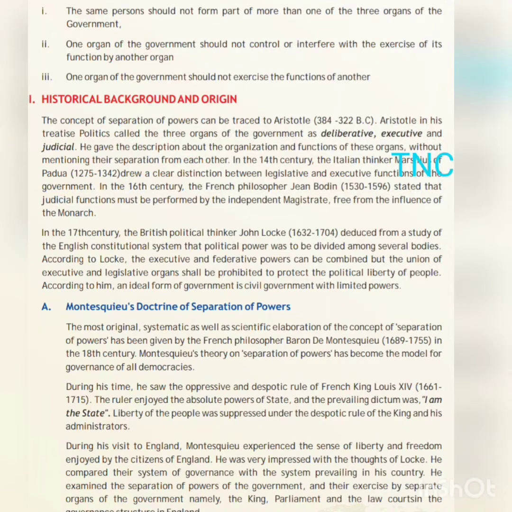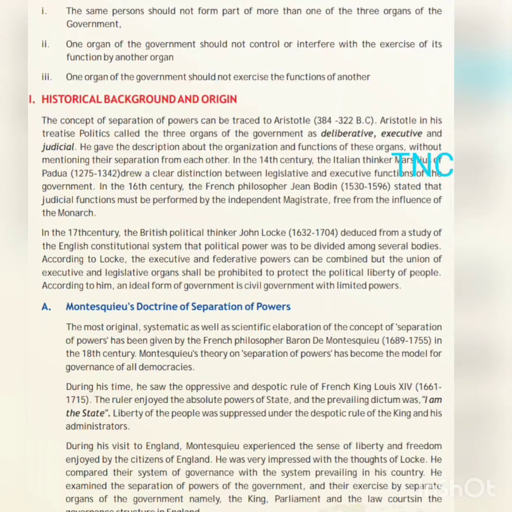In the 14th century, the Italian thinker Marsilius of Padua drew a clear distinction between the legislative and executive functions of government. In the 16th century, the French philosopher Jean Bodin stated that judicial functions must be performed by an independent magistrate free from the influence of the monarch. So you see how the independence of the judiciary developed historically: the Italian thinker distinguished legislative and executive functions, and then the French philosopher said that the magistrate should be free from the control of the monarch.